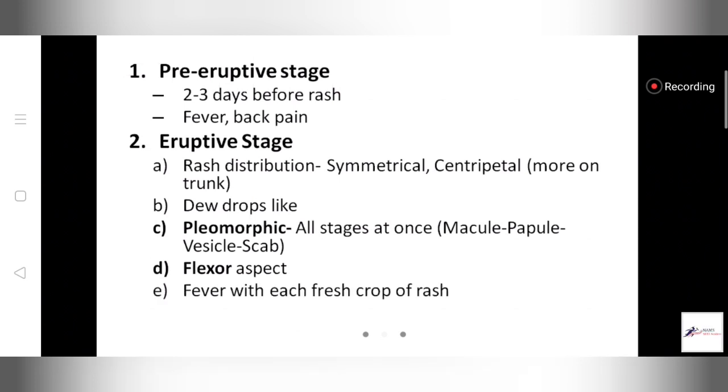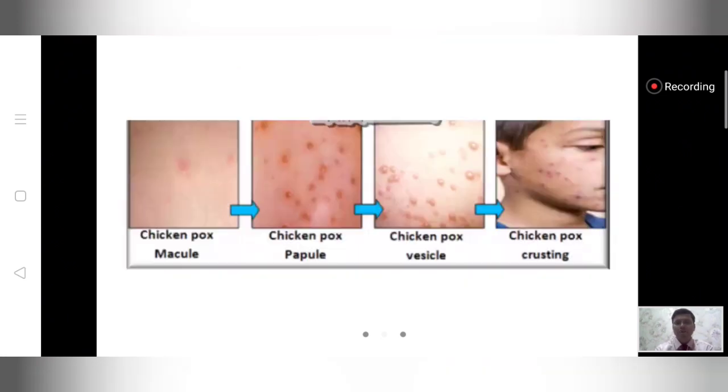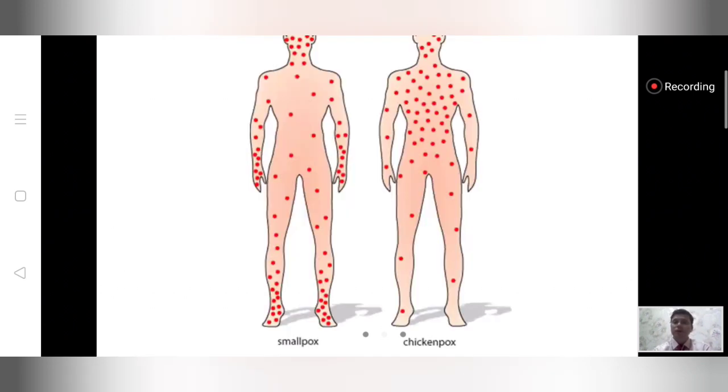There is fever with each fresh crop of rash. This actually differentiates chickenpox from smallpox, where there's no fever with the rash. Chickenpox will have fever mostly with the onset of rash. This shows all the stages in one area: macule, papule, vesicle, and the crust. Let me also point out again, the crust is not a transmission phase. The vesicle is still transmissible. Let's compare again. It's very important. Smallpox is eradicated, yes, but it has to be differentiated. Chickenpox is centripetal, more in the center, whereas smallpox was more at the periphery.